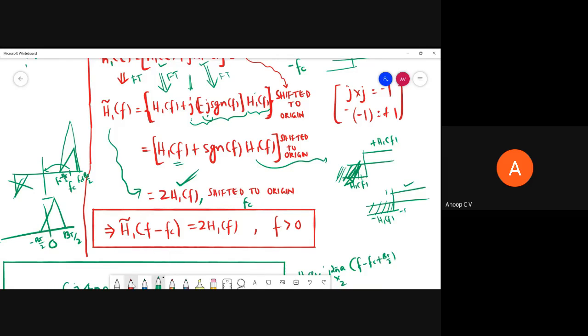So this is how we'll get it. Whatever I have told in words says that h1 tilde of f minus fc is equal to twice h1 of f for f greater than 0. What does that mean? This h1 tilde of f, if you shift it right by an amount fc, you will get twice h1 of f. Even though I have written it mathematically, the meaning is that h1 tilde of f minus fc is shifting along the independent variable. So h1 tilde of f shifted right by an amount fc will give you twice h1 of f.